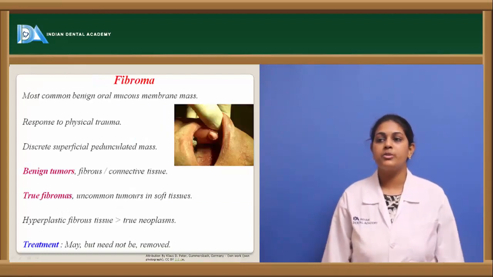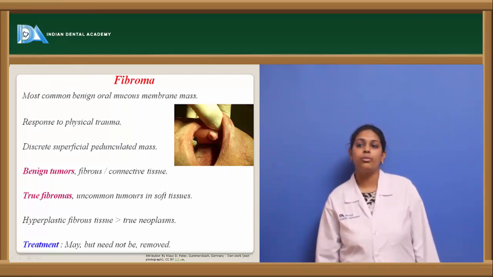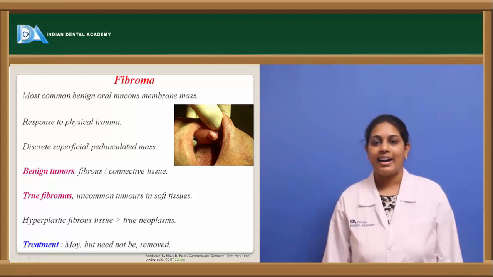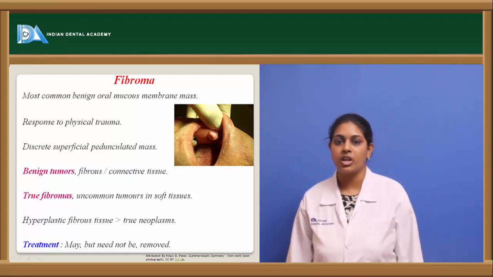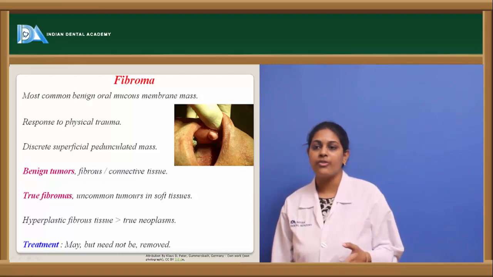Coming to our next common specific tumor, it is the fibroma, which is the most common benign tumor which is seen involving the oral mucous membrane of a patient. And usually it occurs from the physical trauma or otherwise from the prominent or continuous cheek bite can also result in the formation of this fibroma.